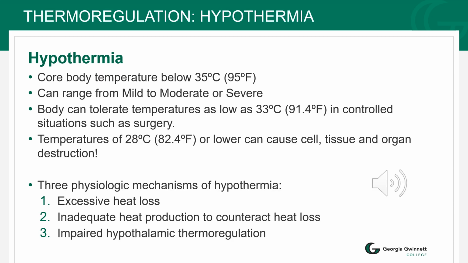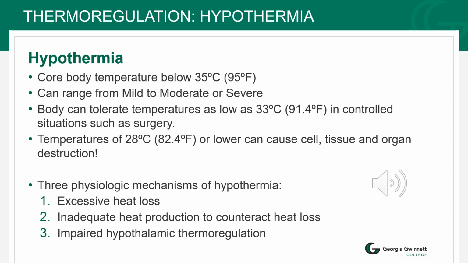Now let's talk about the exemplar of hypothermia. Hypothermia is when the core body temperature is below 35 degrees Celsius or 95 degrees Fahrenheit, and it can range from mild to moderate to severe. You need to know that temperatures as low as 28 degrees Celsius or 82.4 or lower can cause cell, tissue, and organ destruction. So that obviously is the severe end of it.